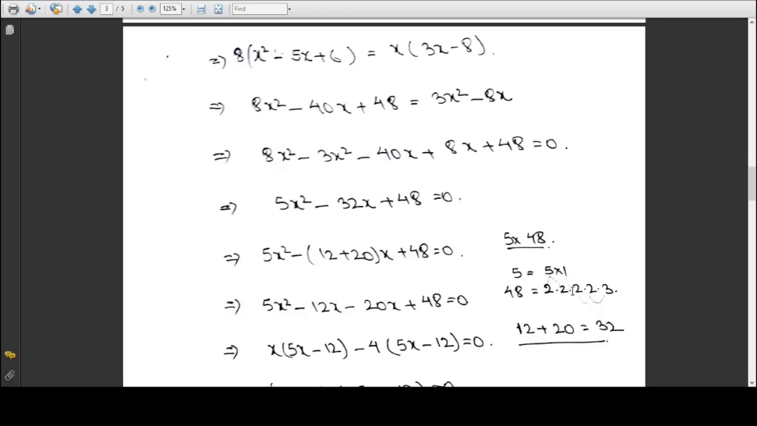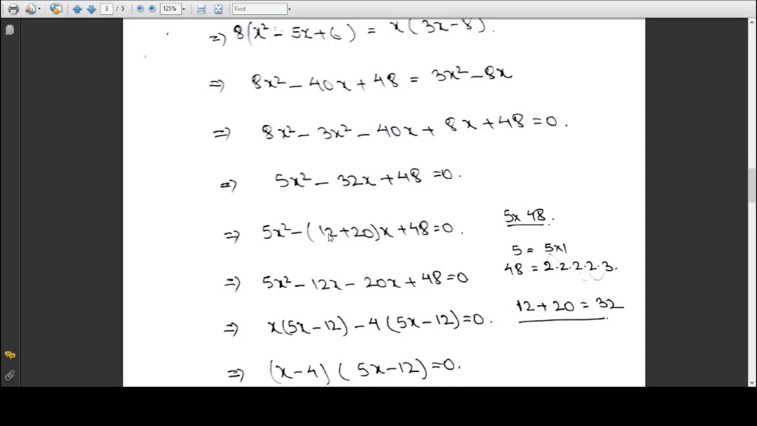5 to 10, 10 to 20, and then 2 to 4, 4 3 12. 20 plus 12 is 32, isn't it? Therefore, instead of 32 we will write 12 and 20, because the sum of these two gives you the middle term. Now, next we have to multiply: minus times plus is minus, 12x; minus with plus again minus, 20x, plus 48 equal to 0.